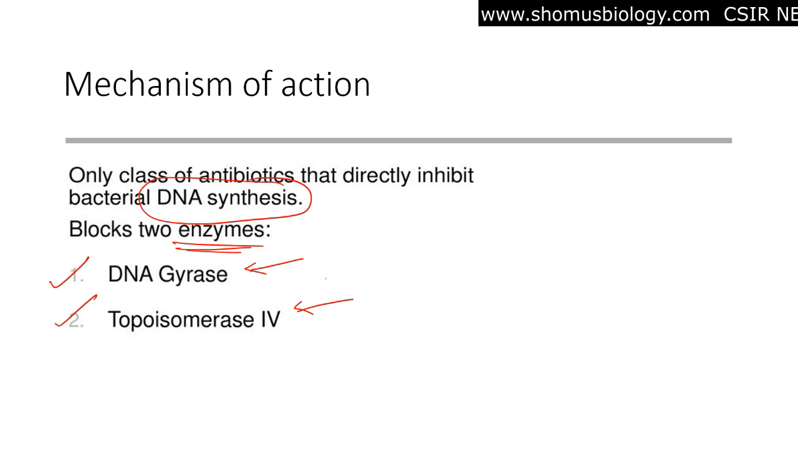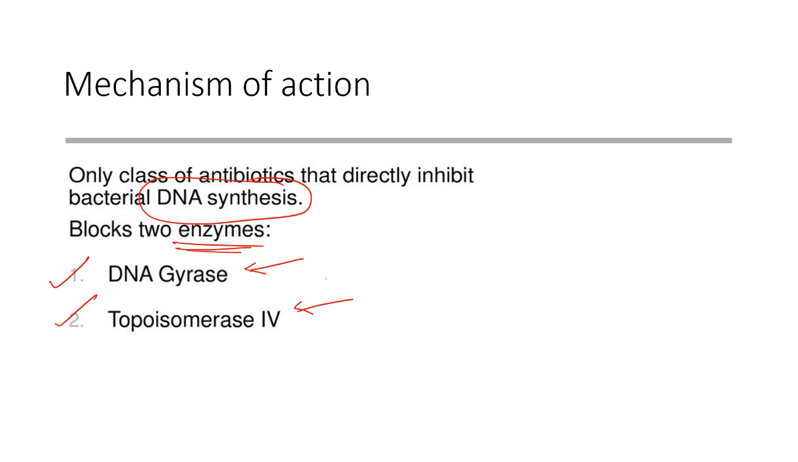They help the bacterial DNA to unwind and undo the supercoiling that is present there, and that is a prerequisite for the replication fork to move in the forward direction. So if the gyrase and topoisomerase 4 functions are hampered, that may lead to problems in DNA replication. And what exactly fluoroquinolone does is related to the fact that topoisomerase 4 or DNA gyrase have two different functions.